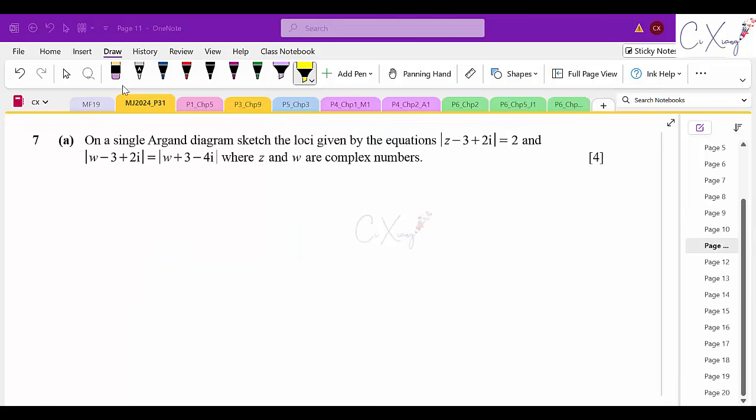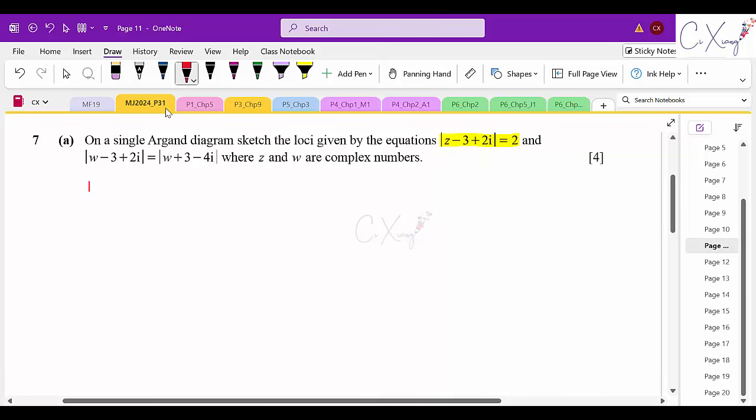Okay, so question number 7. On a single diagram, they want us to sketch the loci given by these equations, where z and w are complex numbers. Let's look at the first equation first. To sketch a locus of z, what you need to do is put it into the pattern z minus a complex number equals 2. So this value must be 3, so that negative minus the 3 gives back a negative 3 here. Then for the y, it will be negative 2i, so that negative multiplied by negative gives the positive.